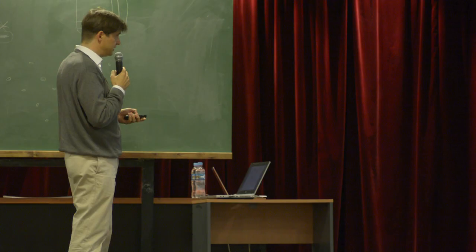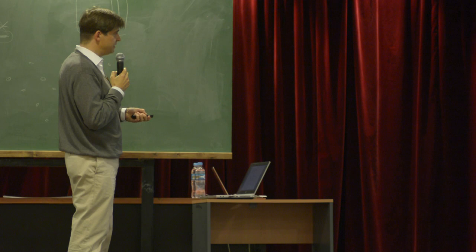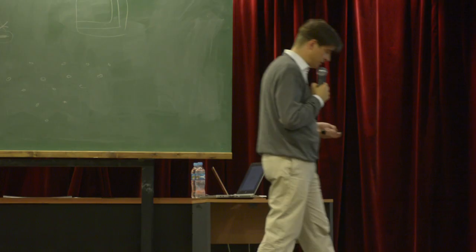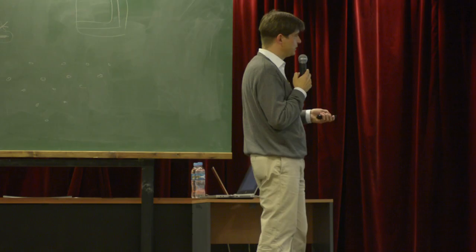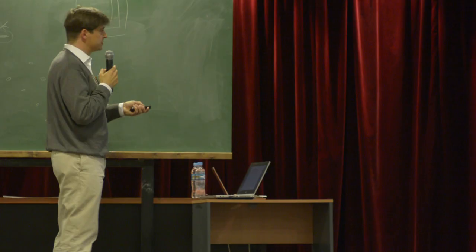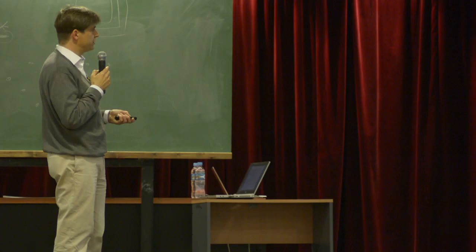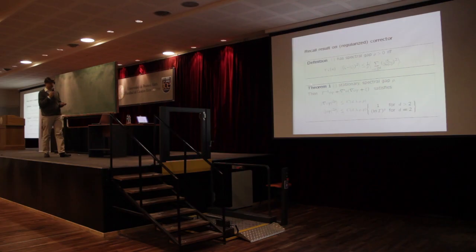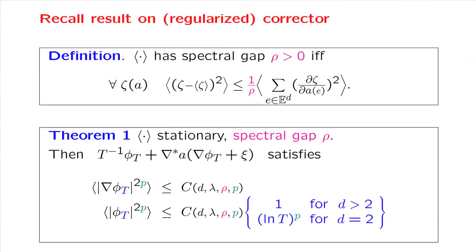So again, the only probabilistic ingredient is the spectral gap inequality, and then the rest relies on what I would think are fairly elementary estimates for elliptic partial differential equations. So let's look at this result, the moment bounds on the corrector. Here again is this assumption on the spectral gap we're making, and I want in particular to look at the case of two dimensions, which is in a certain sense the hardest case.